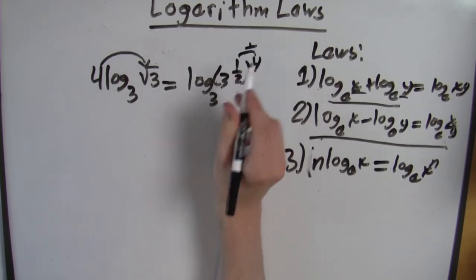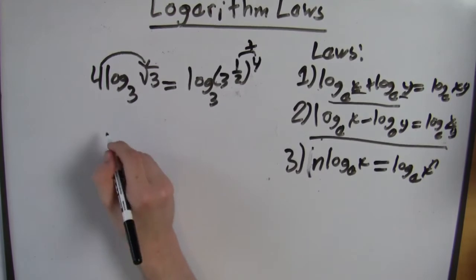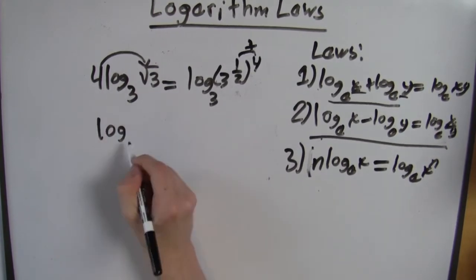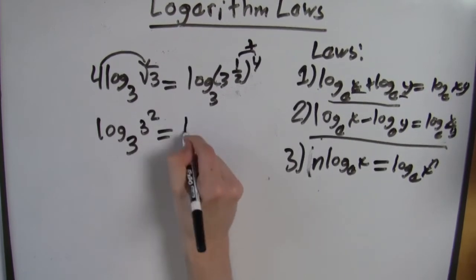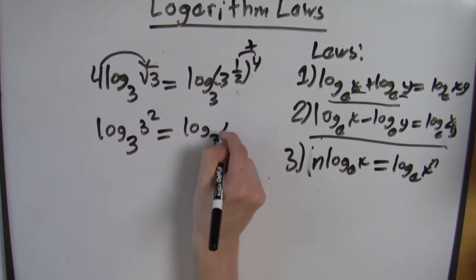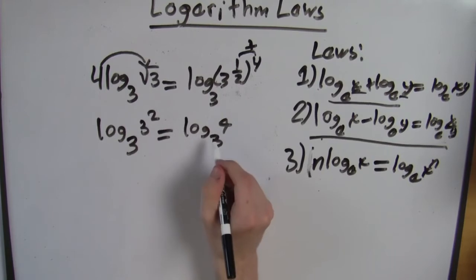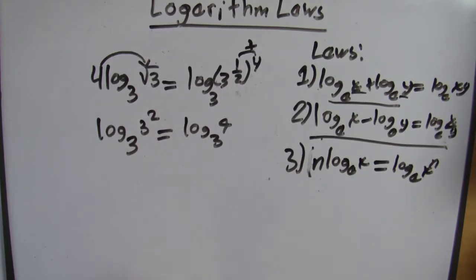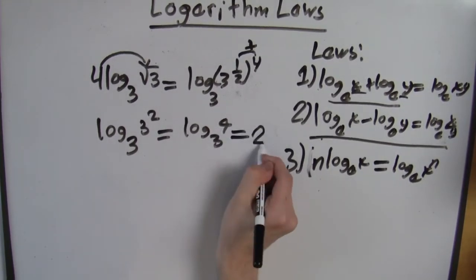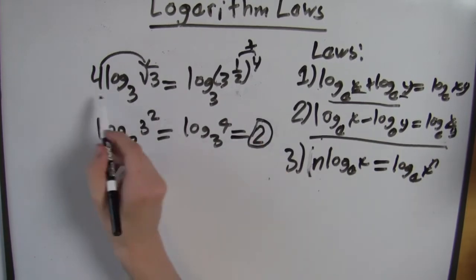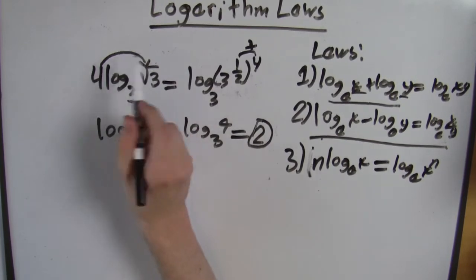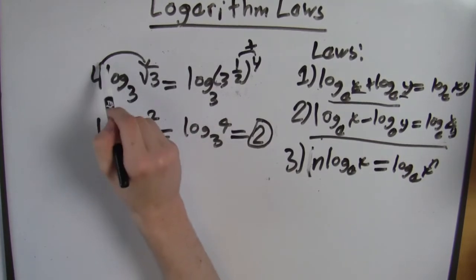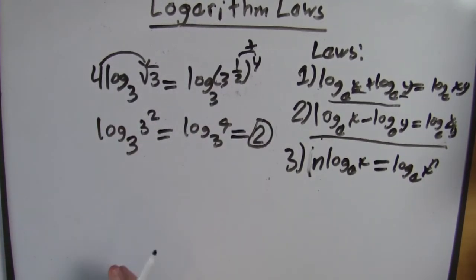I can multiply these together, and I'd be left with log base 3 of 3 squared, or log base 3 of 9, right? How many times do I have to multiply by 3 to get 9? 2 times. My answer is 2. And that's an example of how we can use this power rule, this power law, to move around things and get it so that we can solve difficult problems.